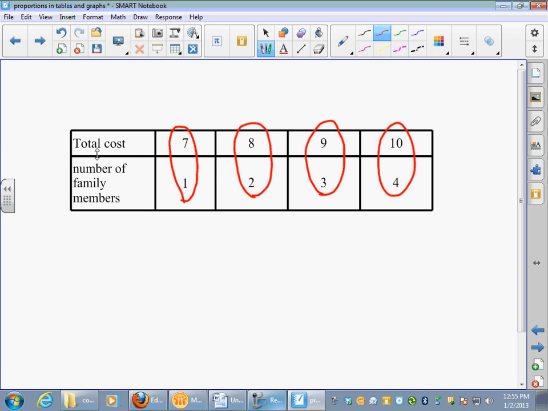So this one we're talking about a total cost for the number of family members attending something. Well, 7 to 1 can't be reduced, it's just 7. 8 to 2 can be reduced by 2, giving me 4 over 1, or just 4. Those don't match, so I already know this is not going to be proportional. 9 to 3, I can reduce by 3, that's 3. 10 over 4, I can reduce by 2, which gives me 5 over 2, or 2.5. These are all different, so this is not a proportional relationship. If it's not proportional, I don't have a constant of proportionality. I'm just done.